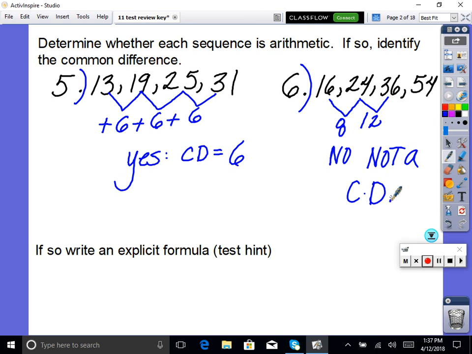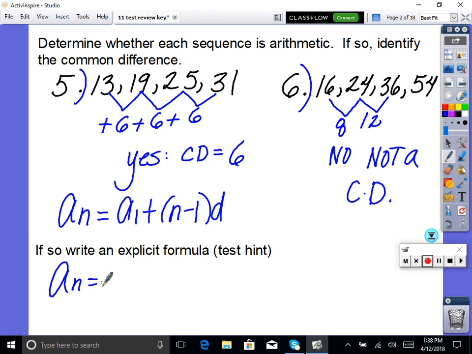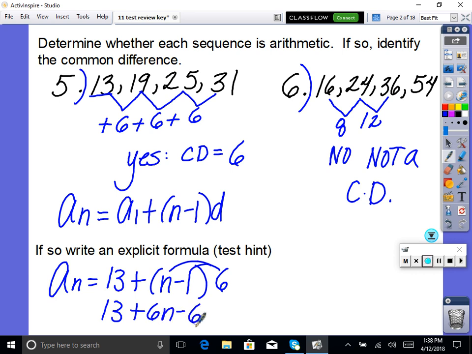Okay, so right here it says, on the test, if it is arithmetic, then write an explicit formula. So with number 5 right here, we can write an explicit formula. So you'd have to remember this formula. For arithmetic, it's a sub 1 plus n minus 1 times the common difference. Let's plug in what we know. A sub n is equal to a sub 1, which was 13, plus, leaving it general, n minus 1 times 6. We would then distribute the 6 in. So we would have 13 plus 6n minus 6.